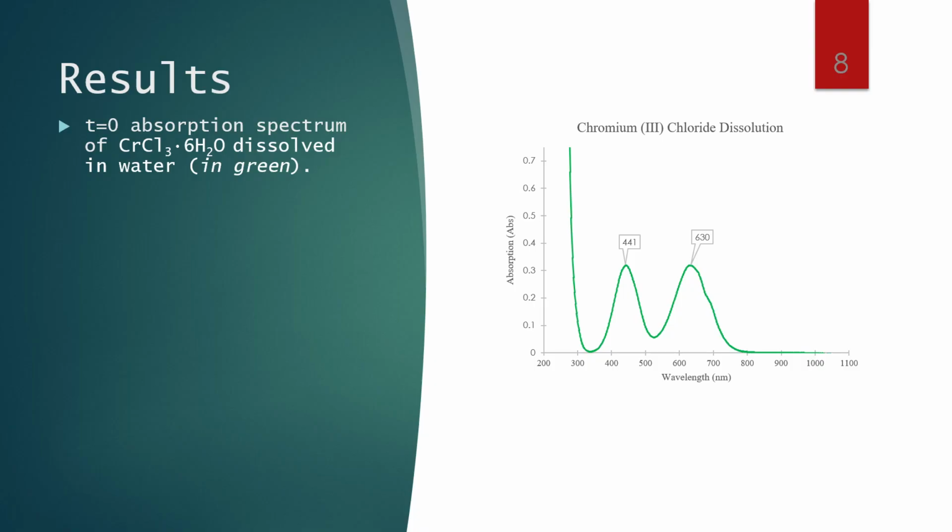We then performed a dissolution study on chromium chloride in water. Here is the T equals 0 absorption spectra shown in green. That was a beautiful green color that was observed as well. The peaks are very characteristic as well.